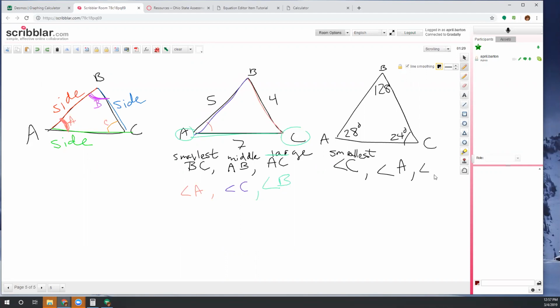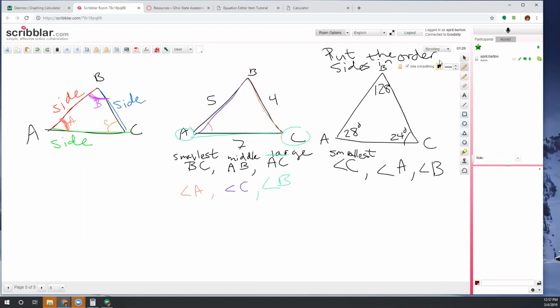B. Good. So once you have those, those aren't the actual answer to the question. That's just setting up your thought process and saying, okay, those are smallest to largest, because the question would ask you to put the sides in order from smallest to largest.